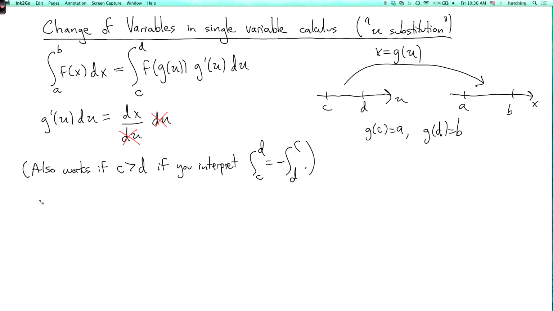And to do that, I'm going to make an additional assumption, which is not really necessary in the single variable case, but will be necessary in the multivariable case the way we're doing it, which is I'm going to assume that each point in the interval from a to b corresponds to exactly one point in the interval from c to d.